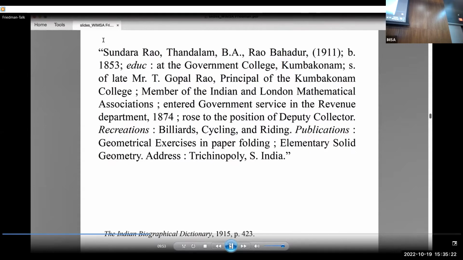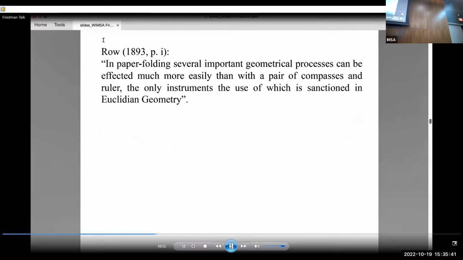Now, if we really concentrate on the first book, Geometric Exercises in Paper Folding, then this book presents various exercises and constructions using solely the means of paper. Rao indicates that in fact several constructions are easier to do using the following. In paper folding, several important geometrical processes can be effected much more easily than with a pair of compasses and ruler, the only instruments the use of which is sanctioned in Euclidean drawing.